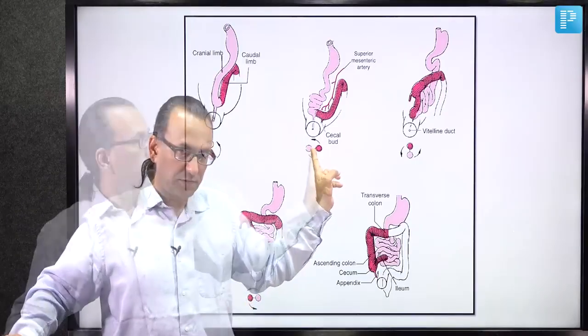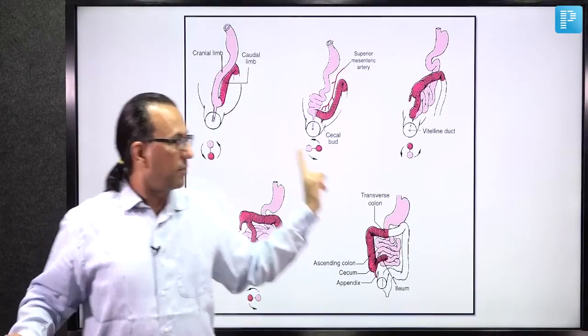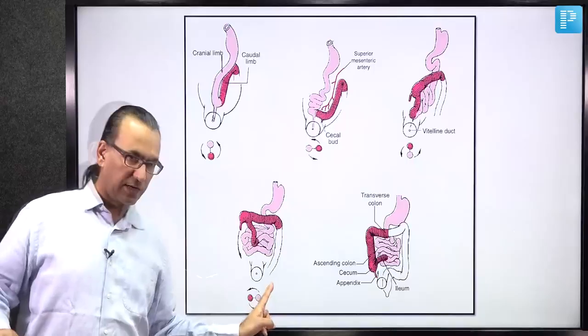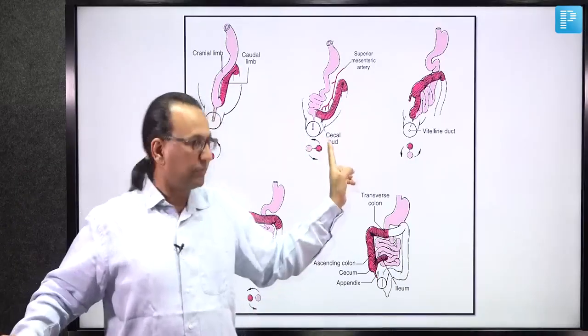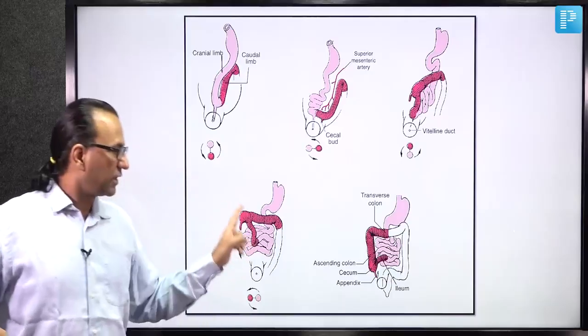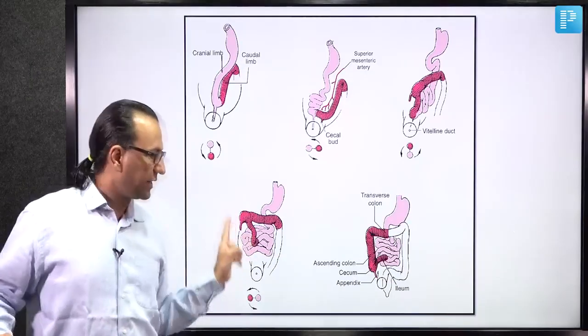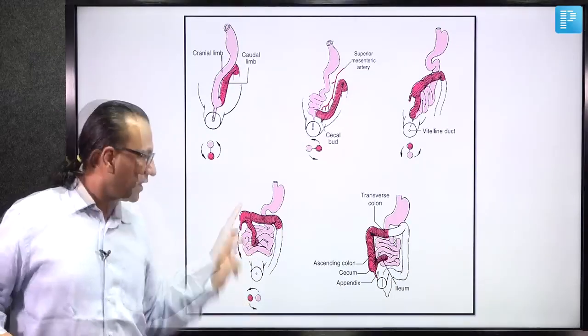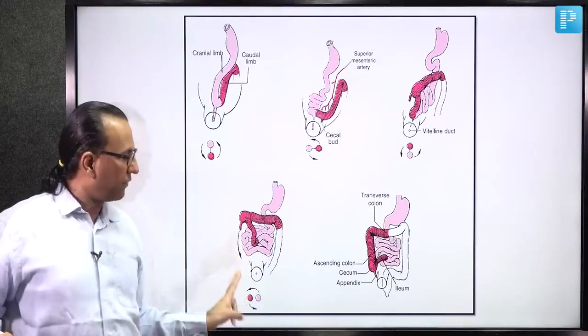So here, as we start, the DJ is on the right side. It will come inferior and then it comes to the left side. Whereas the IC, which was on the left side, goes superior and comes to the right side. And after rotation is completed, the ileocecal junction, which is on the right side, is going to descend down into the right iliac fossa due to some differential growth.